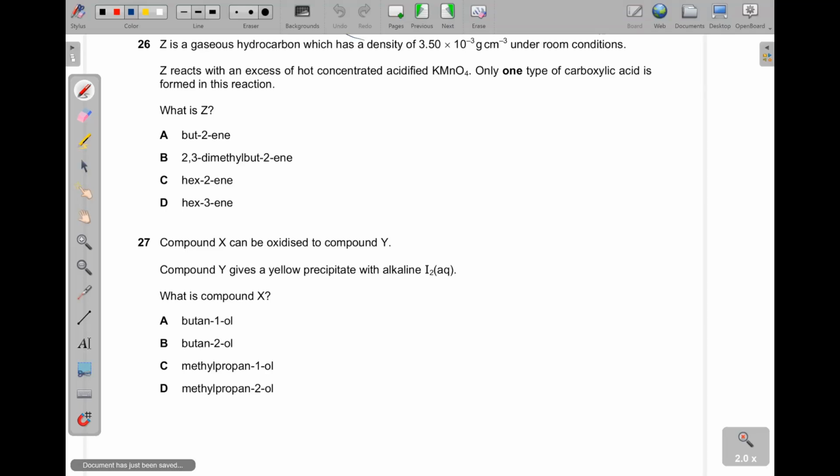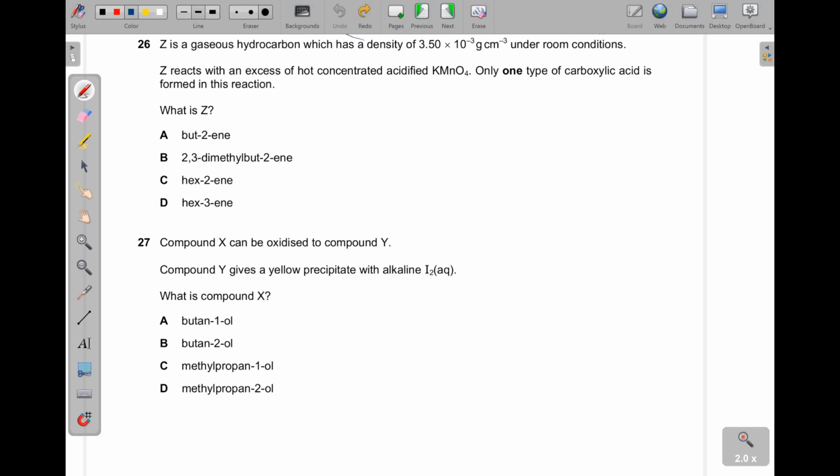Question 26. Z is a gaseous hydrocarbon which has a density of 3.5 times 10 to the power negative 3 grams per centimeter cubed under room conditions. Z reacts with an excess of hot concentrated acidified potassium permanganate. Only one type of carboxylic acid is formed in this reaction. Now, they are asking us for the identity of Z.